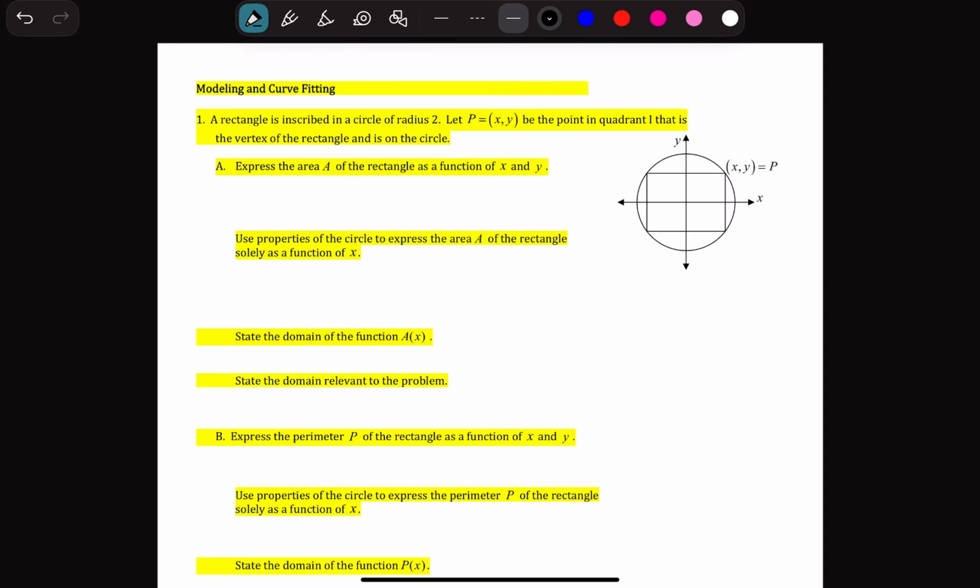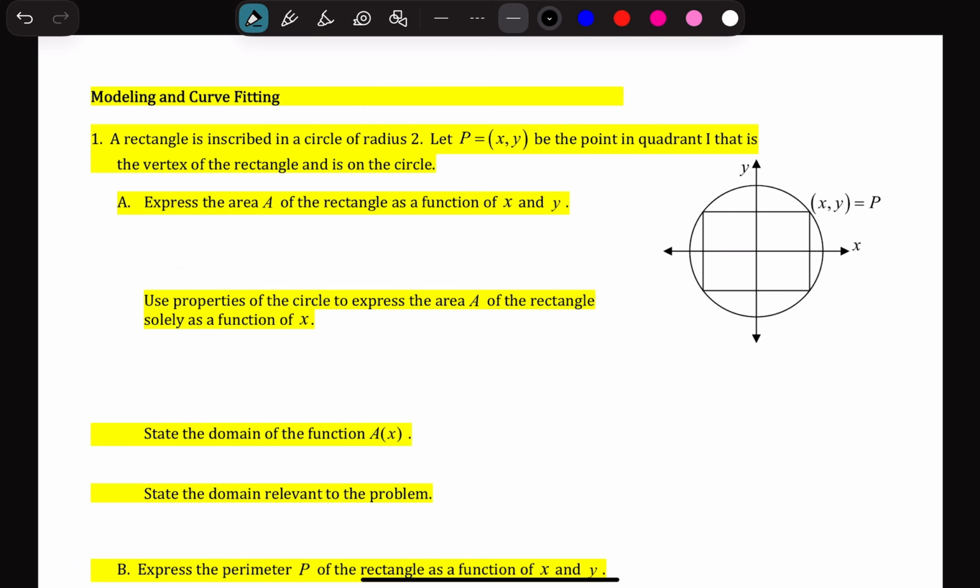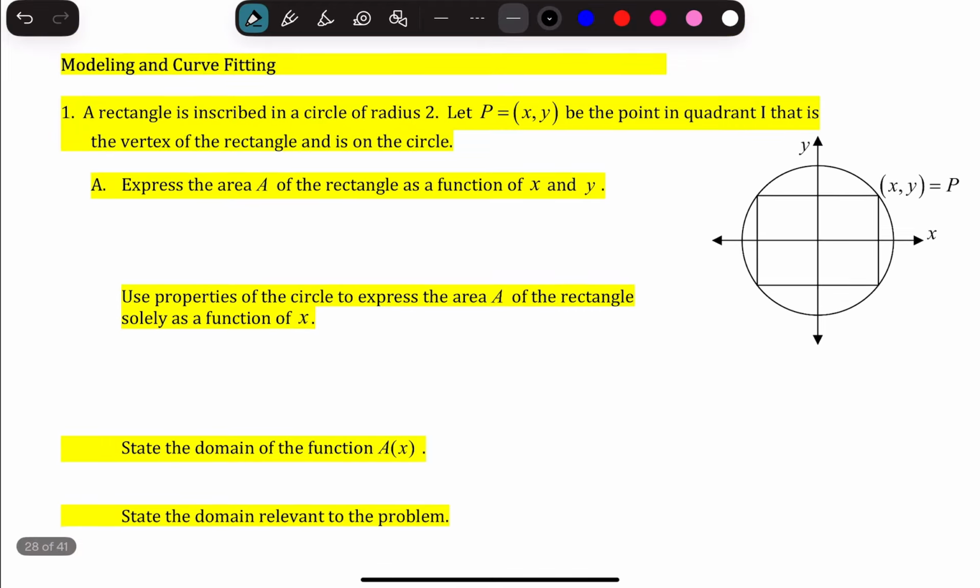Okay, so let's do this question about model and curve fitting. A rectangle is inscribed in a circle of radius 2. Let point (x, y) be the point in quadrant 1 that is the vertex of the rectangle on the circle. Express the area A of the rectangle as a function of x and y, and use properties of circles to express the area A of the rectangle solely as a function of x.